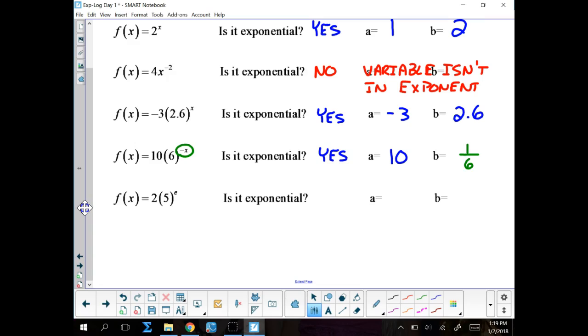No. There's no variable in that one at all. That's right. It's not x. But yes, E is Euler's number. We'll get to it on Thursday. Yes. But that's not the variable that we're looking for. We needed an x in that exponent spot if this was going to be exponential.